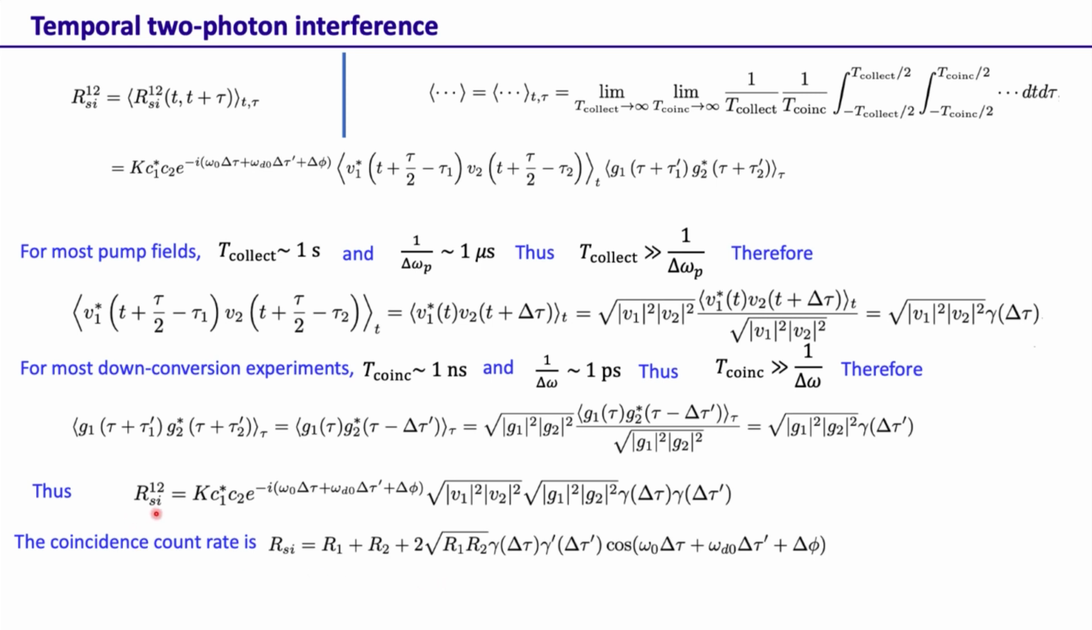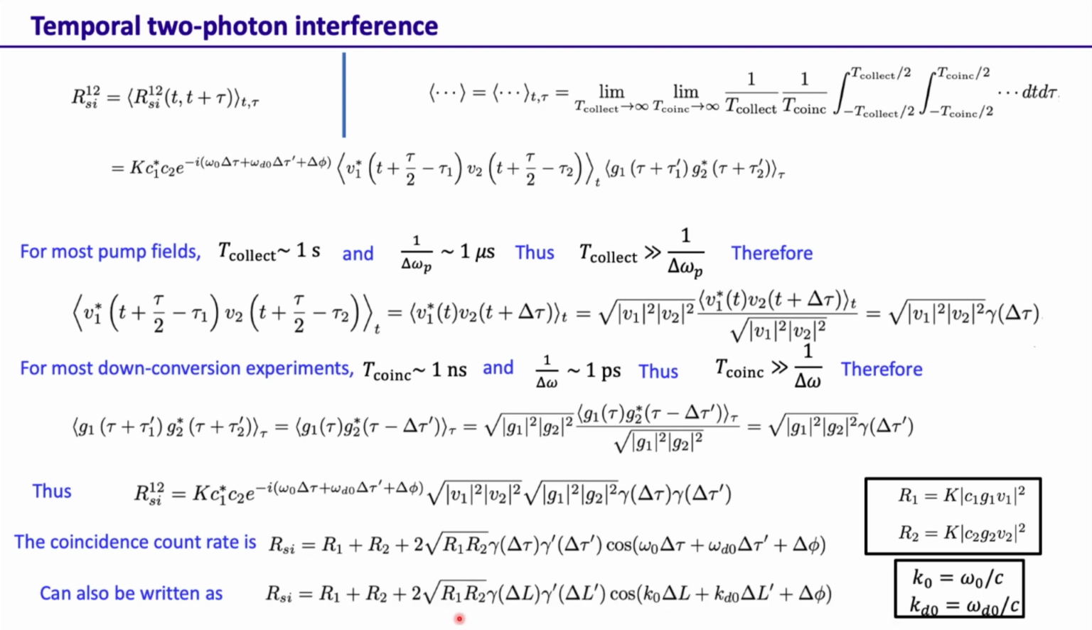So once we have this RSI12, we can similarly calculate RSI21, RSI11, RSI22, and then the total coincidence count rate we can write like this, where this is R1 plus R2 plus 2 square root of R1 R2 gamma delta tau, gamma prime delta tau prime, and cosine omega naught delta tau, omega d naught delta tau prime plus delta phi. R1 here again we have combined all these quantities together, R2 we have combined all these quantities together. We can also write this in terms of delta L and delta L prime, and then it looks like this. And here we go between the magnitude of the wave vector and the frequency. So we can either use this and this.